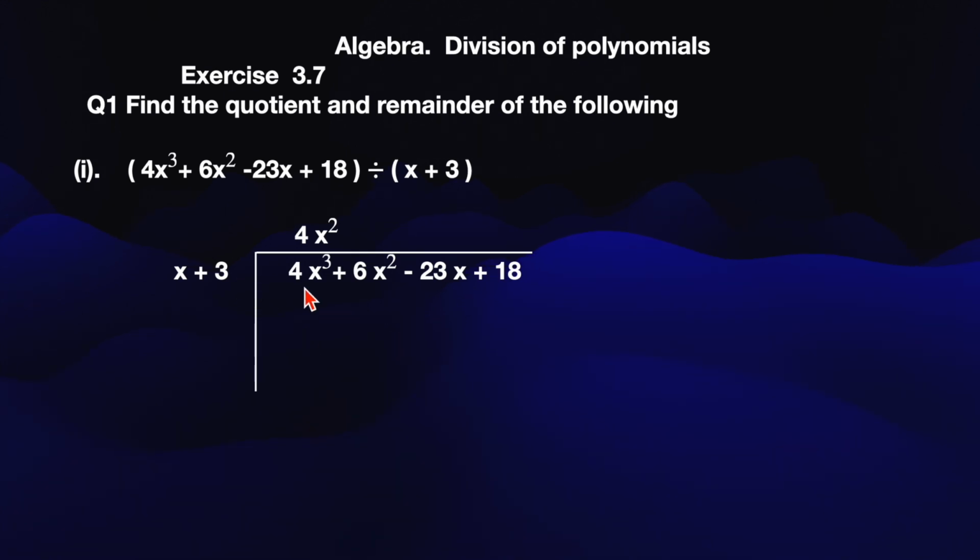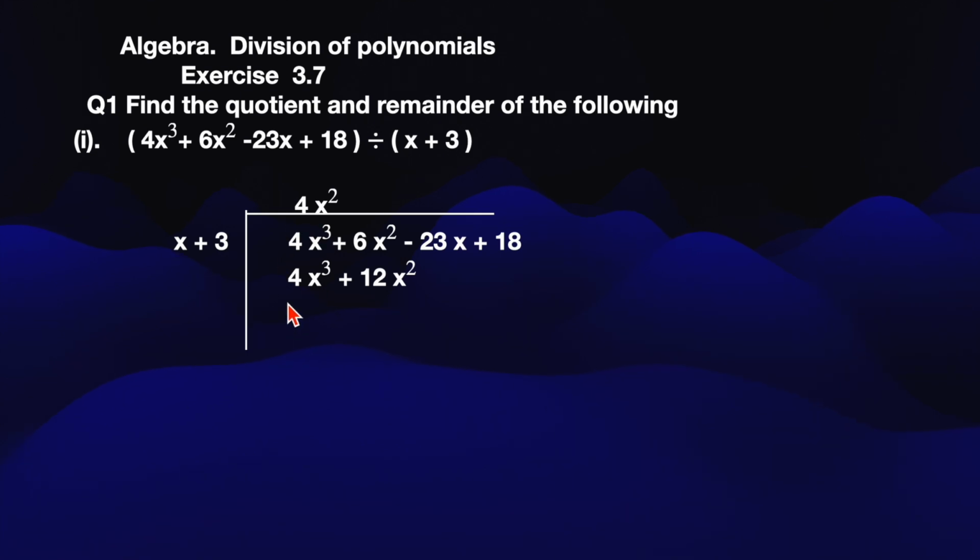Okay, so here is the first term and this is the first term. The first step is to divide this 4x cube by x. What do you get? We get 4x square. Write it on the top like this and multiply with this divisor. So if you multiply 4x square by x plus 3, we get 4x cube plus 12x square. Write it down. See, here I have written it. 4x cube plus 12x square.